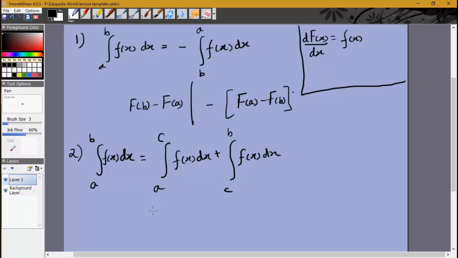What is the RHS? That will be capital F of c minus capital F of a plus capital F of b minus capital F of c. And this cancels to capital F of b minus capital F of a. Right? So we can see that we can break down an integral from a to b into two integrals by adding a third limit c.